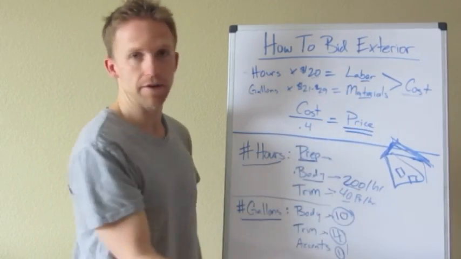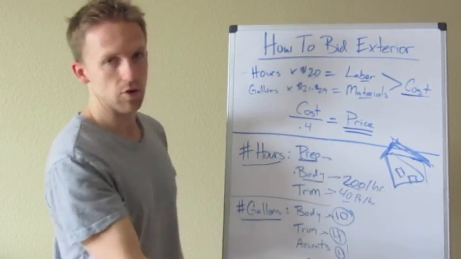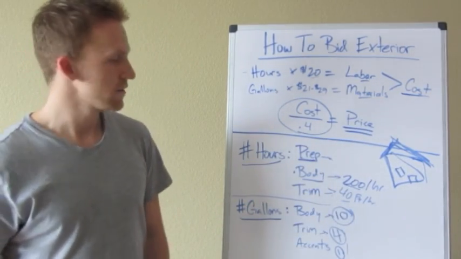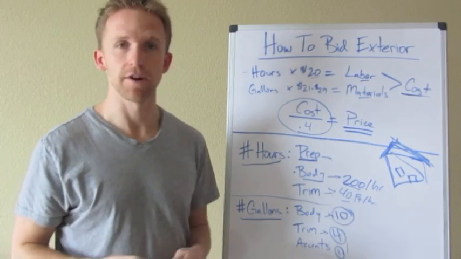plug it in here, now you've got your labor cost and your materials cost, add them together to get your total cost, divide by 0.4, and you come up with your price. So that's kind of how we're going to estimate exterior painting.